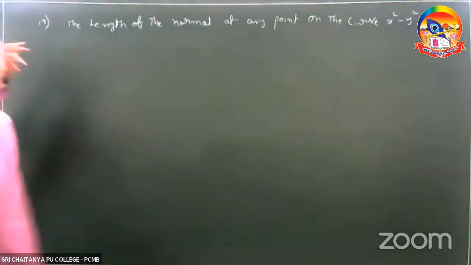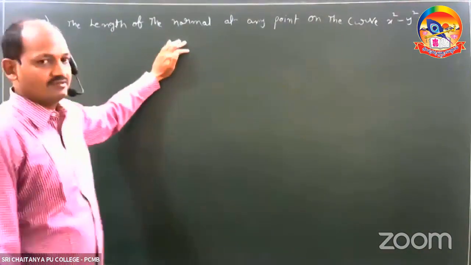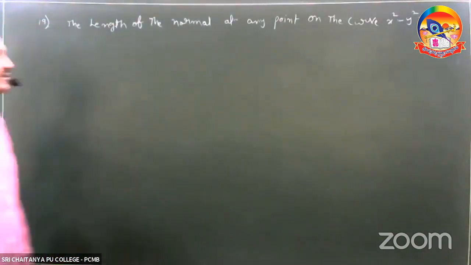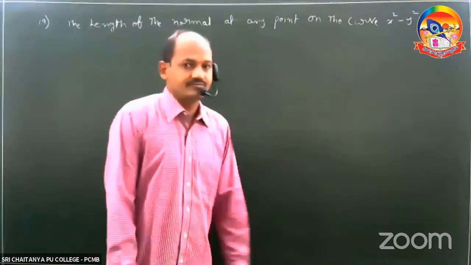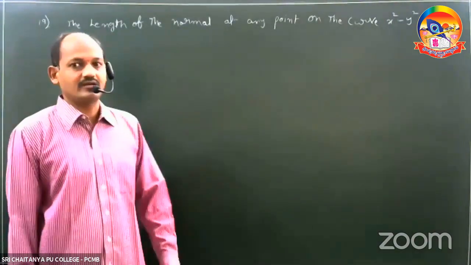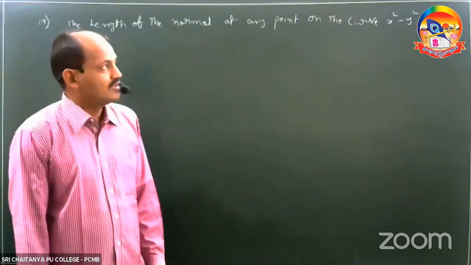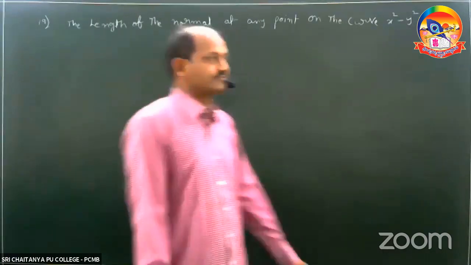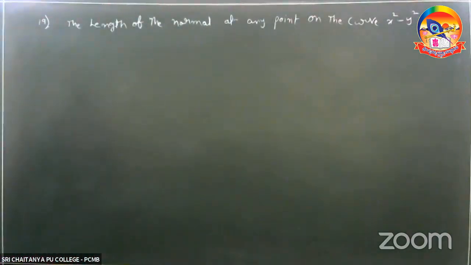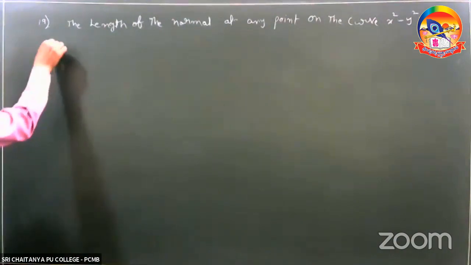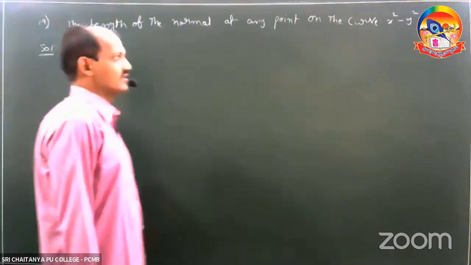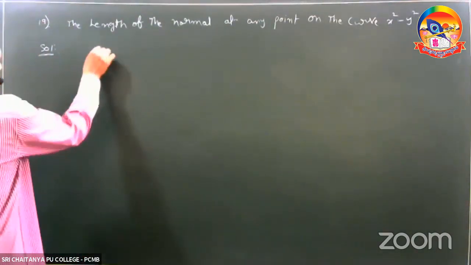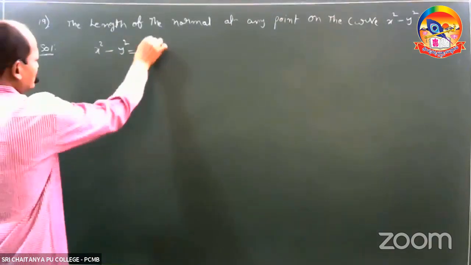Right, 19th one. The length of the normal at any point on the curve x square minus y square is equal to a square. So here the given curve is x square minus y square is equal to a square.